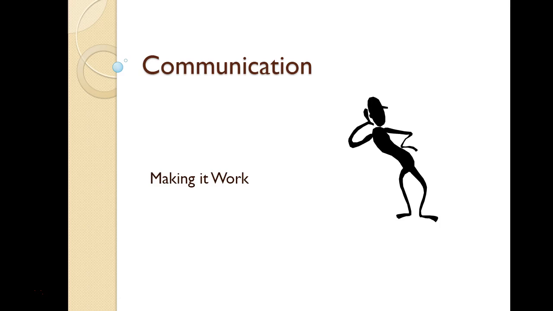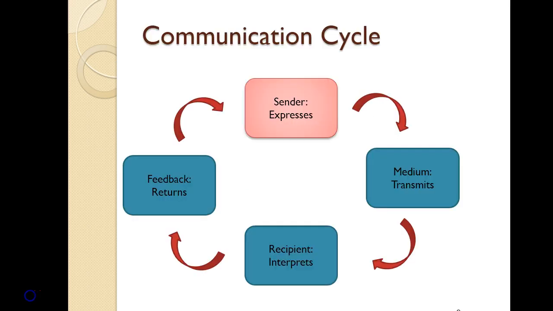This lecture is going to focus on communication at work and how to have effective communication. The first thing to look at is the communication cycle, and there's 4 pieces to that cycle. We're going to assume in this lecture that you are always the person who is the sender. So you're sending or expressing some type of message to someone else.